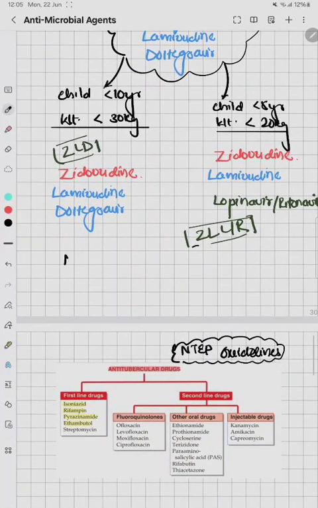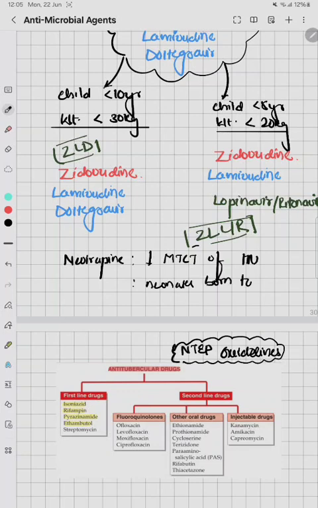Lastly, this particular drug called nevirapine is given to reduce mother to child transmission of HIV and given to neonates born to PLHIV mothers. Thank you.